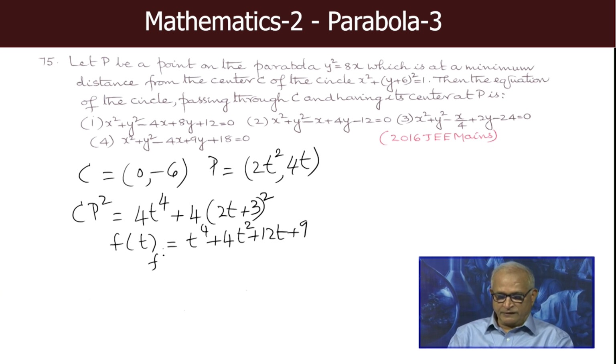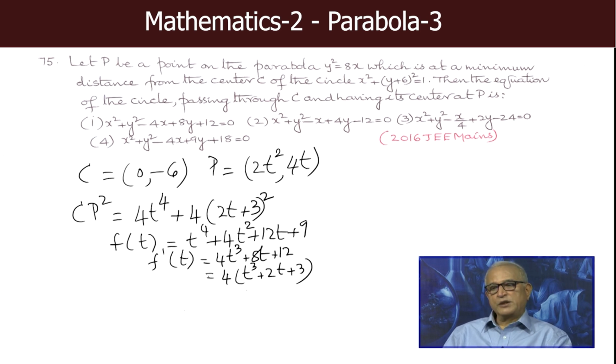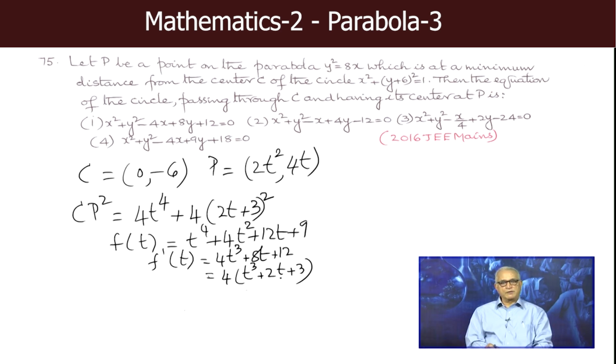F dash is 4t cubed plus 8t plus 12, or 4 into (t cubed plus 2t plus 3). Well, by inspection you can see that t equal to minus 1 makes this 0. When t equal to minus 1, t cubed is minus 1, 2t is minus 2, minus 1 minus 2 is minus 3, plus 3, 0.